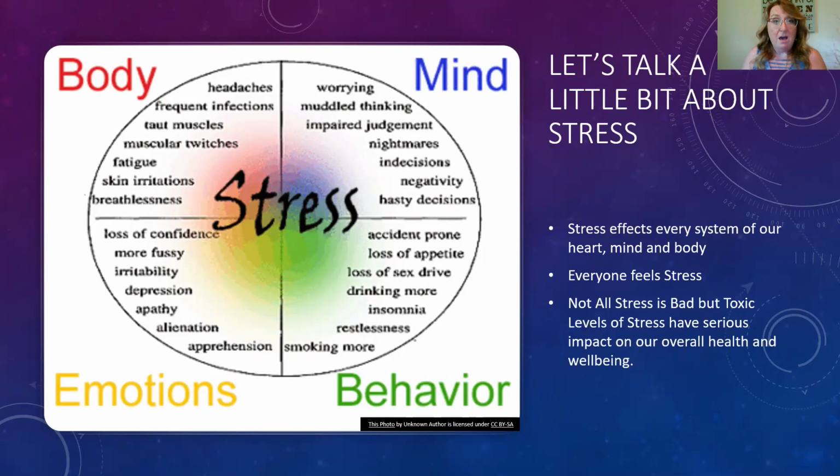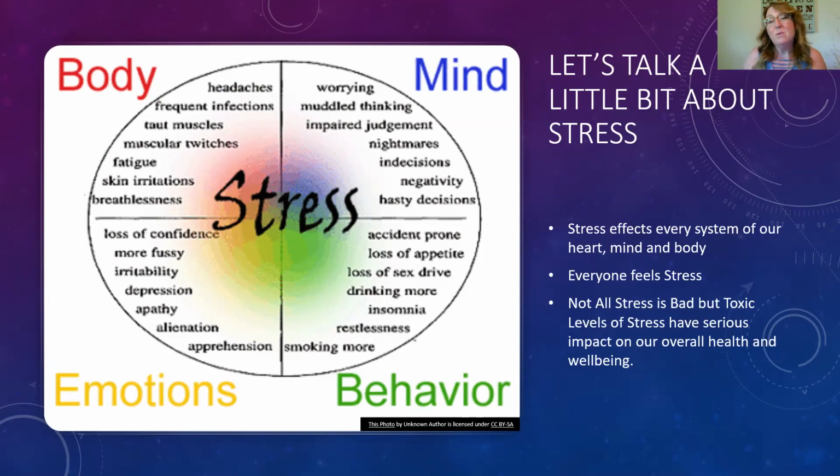In the body, we could have headaches and infections and muscles that are always on guard. You know, your shoulders are up by your ears. You can develop fatigue, skin irritations. You can become breathless. In the mind, stress looks like worry and inaccurate judgment, indecisiveness, negativity, hasty decisions, right? The reactive mind. Behaviors could be clumsy, accident prone, loss of appetite. You can be drawn to things that aren't really healthy, drinking or smoking, insomnia.